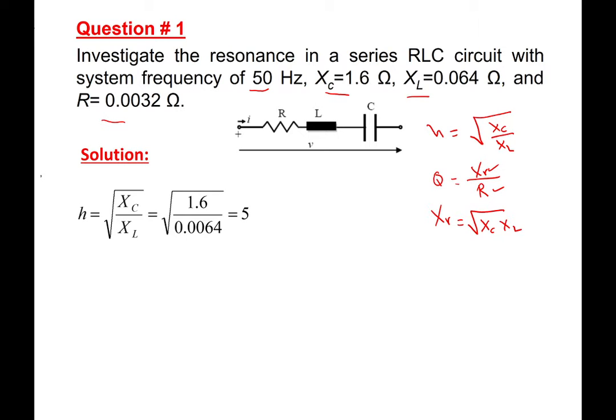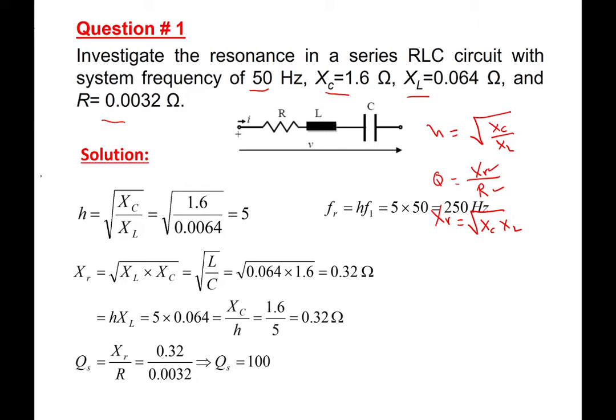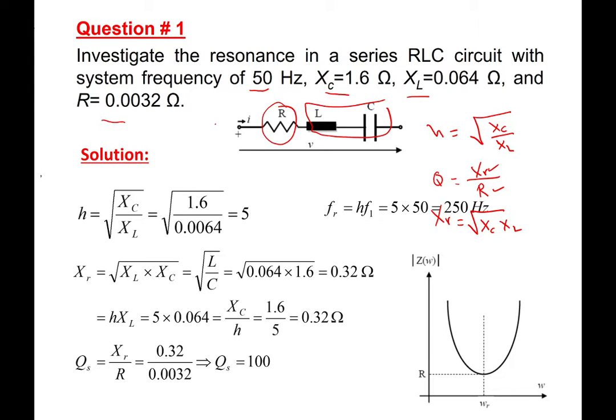So H will be 5. Then XR will be 0.3. Then we can find the value of the quality factor, XR over R. The quality factor will be 100. Now at resonance, of course, XL and XC will be equal to each other, so the total impedance will be only R, and the value of R is 0.0032. So at series resonance, the value of the impedance will be very small, or minimum.